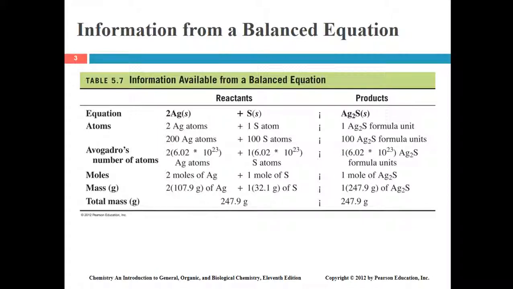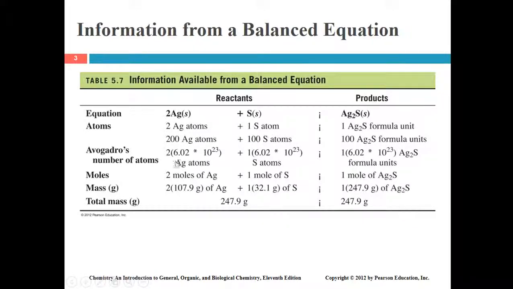So when we look at this particular table here, we can get a lot of information from just our balanced equation. Our 2Ag plus S gives us Ag2S. So you'll notice that we can do it from atoms. We can convert it. That means Avogadro's number, because it's the amount of atoms. The biggest thing is it's a ratio, 2 to 1. So we could have 2 atoms to 1 sulfur atom. We could bump it up and multiply everything through by 100. So that would be 200 to 100. The point is it's a 2 to 1 ratio.